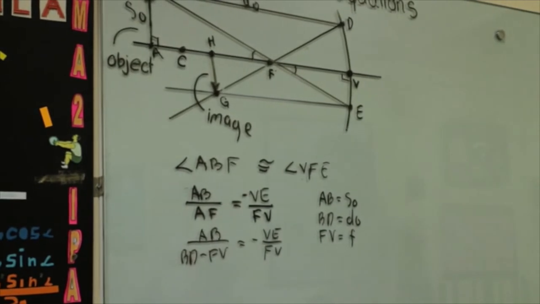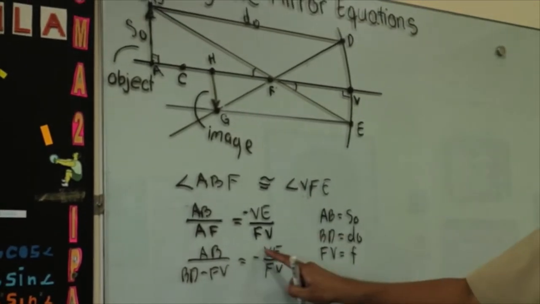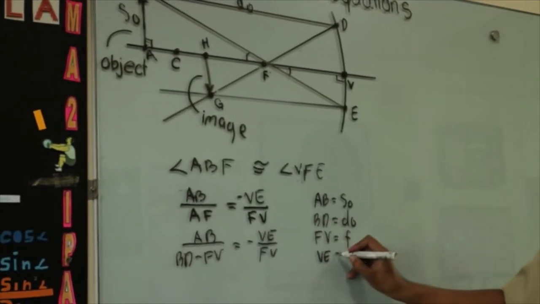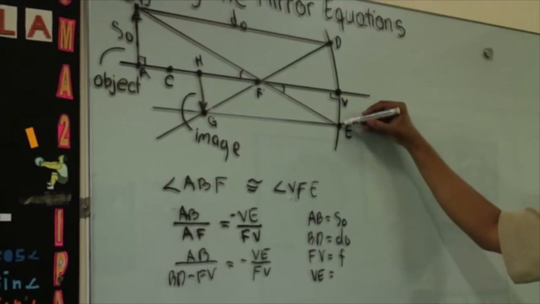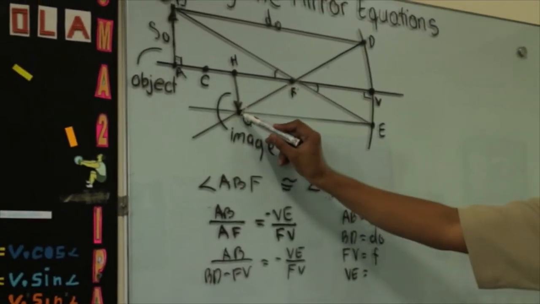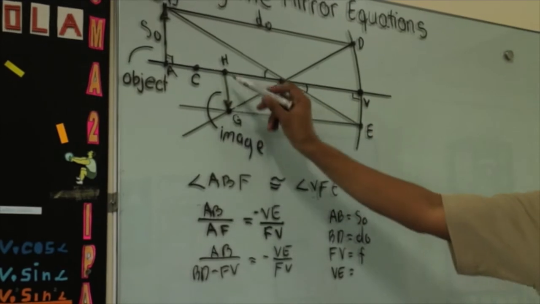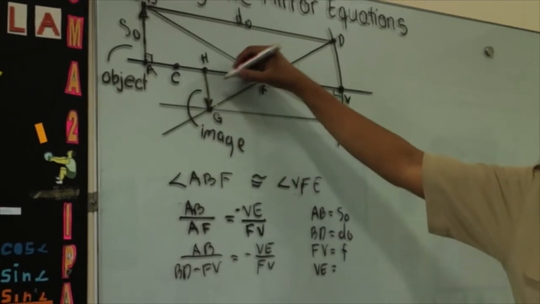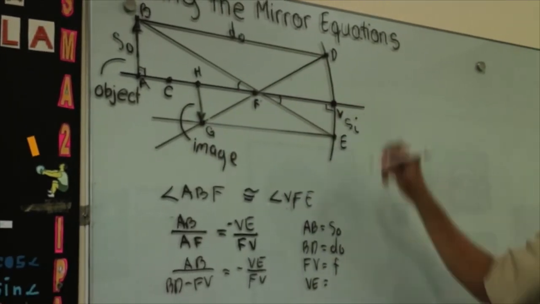Do we have some more? How about VE? What do you think is VE? Is it the same length as this? Yes. And what do you think is this? SI. That's our SI, or size of the image.